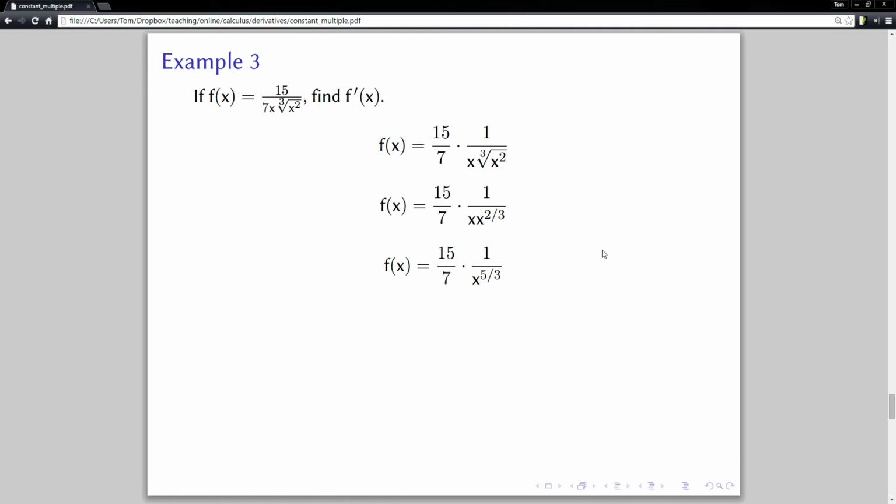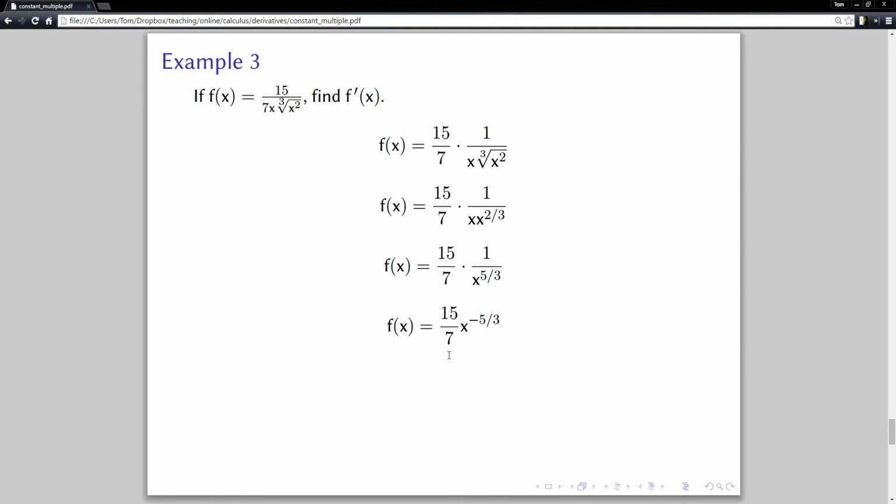Okay, and I'm going to keep working down here. I'm going to use the other algebra fact that we've been using to rewrite 1 over x to the 5/3 as x to the negative 5/3. Okay, so again, all this was algebra in here, all just algebra steps. I didn't take the derivative at all. And my goal was to reduce this down to a format that's easy to take the derivative of.